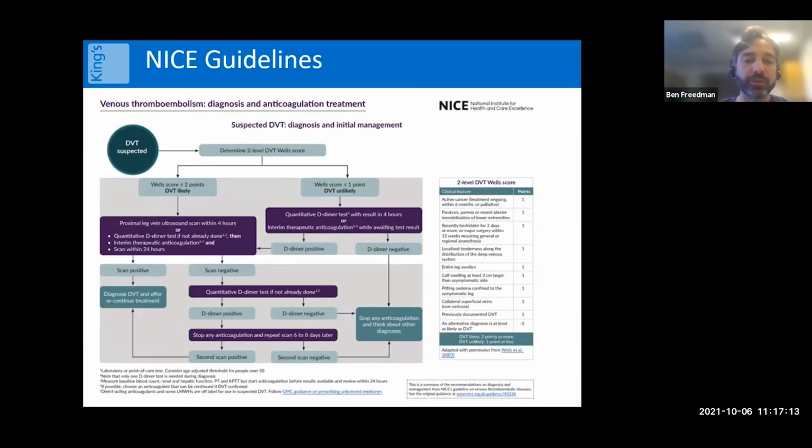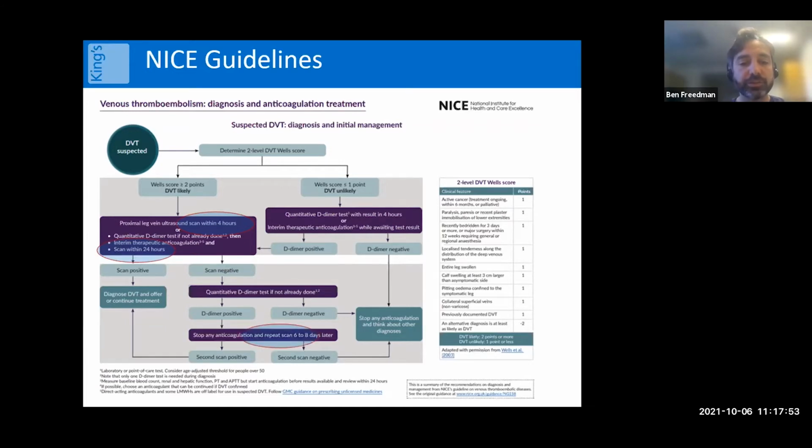The NICE guidance is something I do want to discuss and to look at the flow through this pathway. The first thing that happens according to this pathway is to look at the pretest probabilities, and the patients are stratified depending on whether they have a higher or a lower risk. If we look at the patients in the high pretest probability group, the suggestion is that we should have a proximal leg vein scan within 4 hours, or if not, then treat them until the scan can be done within 24 hours.